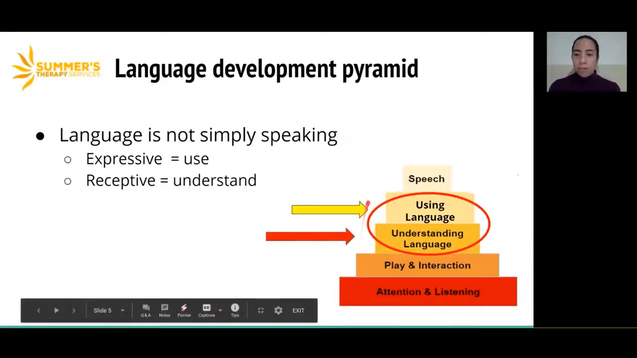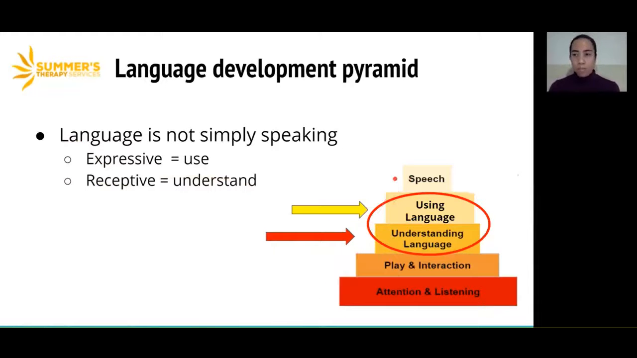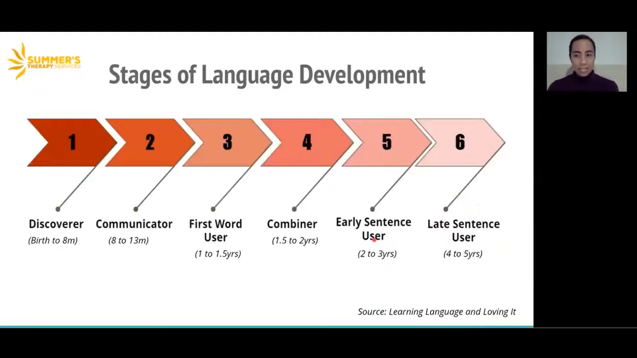And until these foundations are built, we can't talk about speech yet. So as we go through the 6 stages of language development, you will see me talk about what a child will be using and also what a child will be understanding at that particular stage, all right? So do take note of not just the expressive, also what they can understand, okay? So these are the 6 stages of language development that we're talking about.